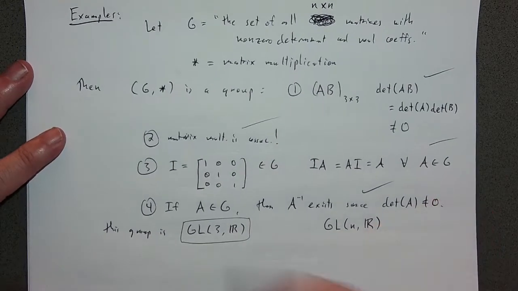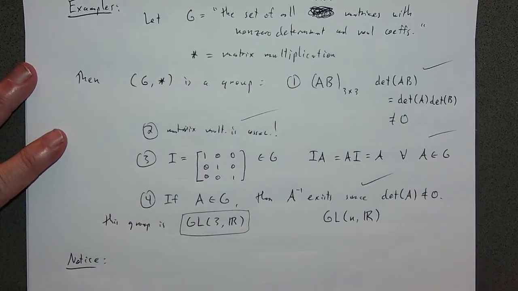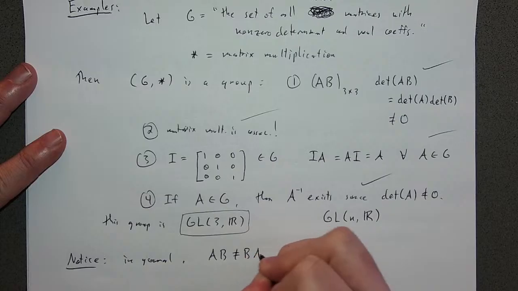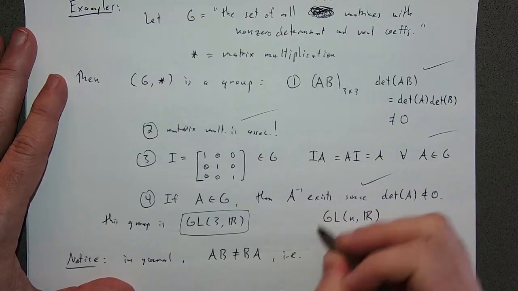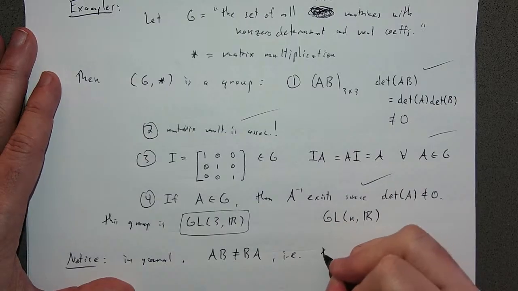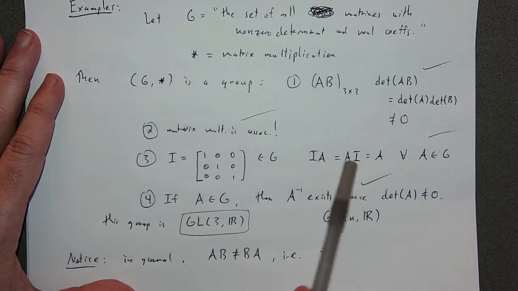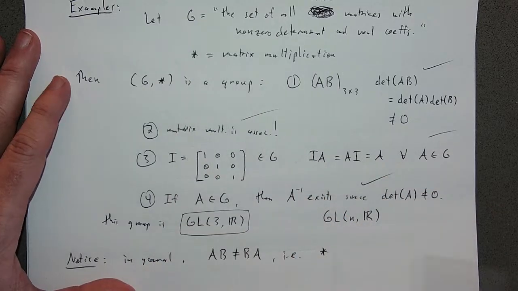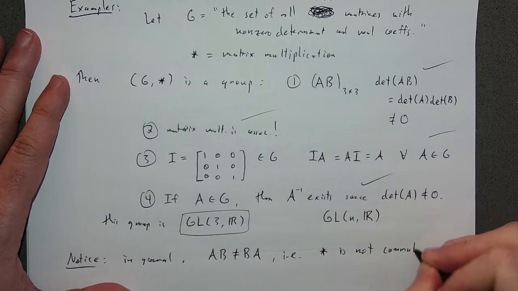But of course, notice matrix multiplication is not commutative. So in general, in this example, AB is not equal to B times A, i.e., this matrix multiplication operation star, which I use the normal notation for matrix multiplication here, but I could have put stars in between here and just say that's what I'm doing. Star is not commutative in this case.